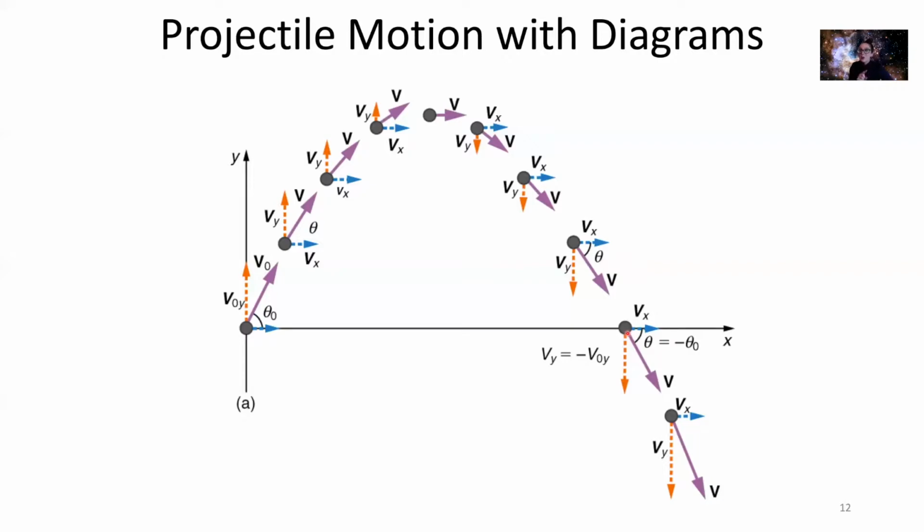Why? Because this object does not have any acceleration in the x direction. It is only experiencing acceleration in the y direction. So the x component of the velocity will remain the same the entire time it's flying through the air, assuming there's no air resistance and assuming there's no rocket strapped onto this object. Okay, so that's important. Those are important concepts to keep in mind.